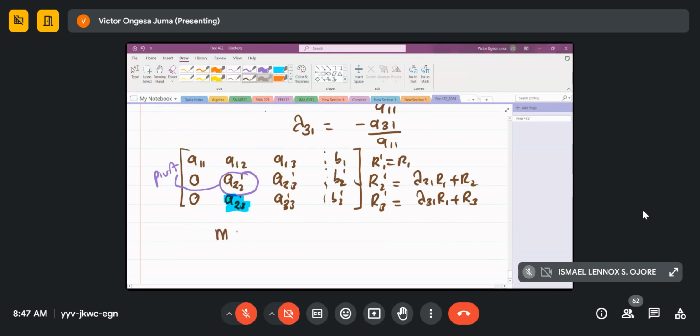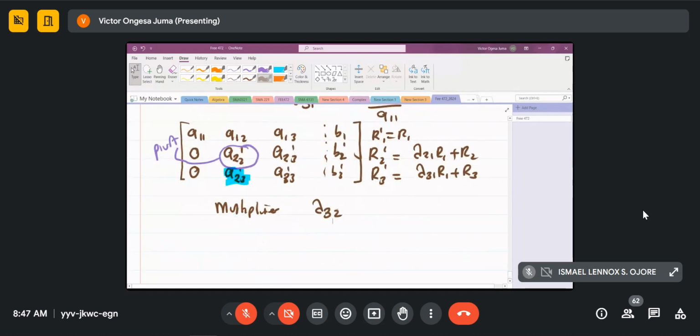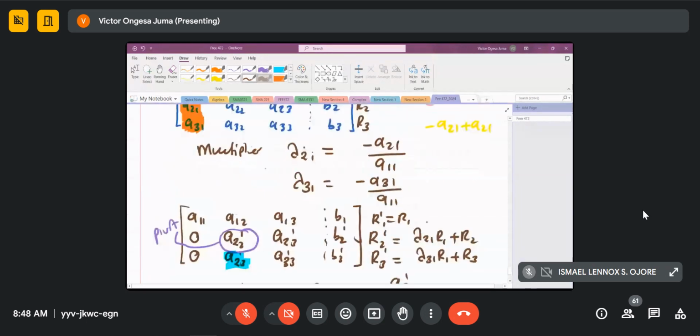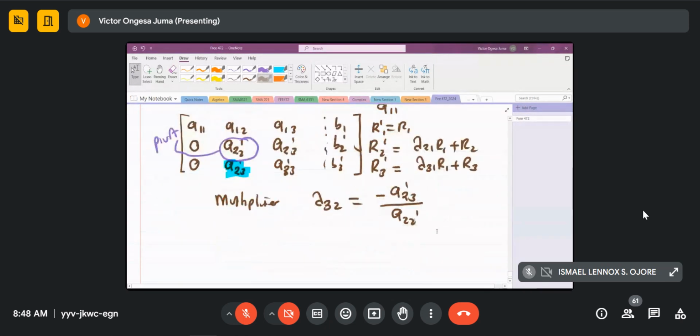I define my multiplier, now in this case, lambda 3,2. That means I am eliminating row 3 using row 2. That's why I'm just putting this label so that it keeps track of the row you are using to eliminate which row. But if you don't label them this way, no problem. You don't have to label them. So this will be, as I said, you take the element you want to eliminate, A23 prime, divided by the pivot, A22 prime. That will be the new multiplier.